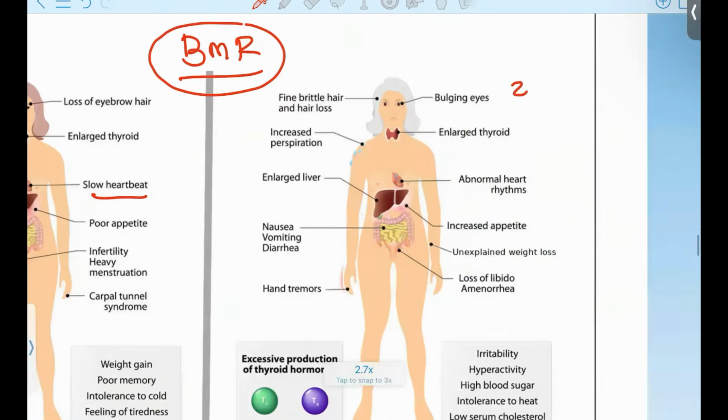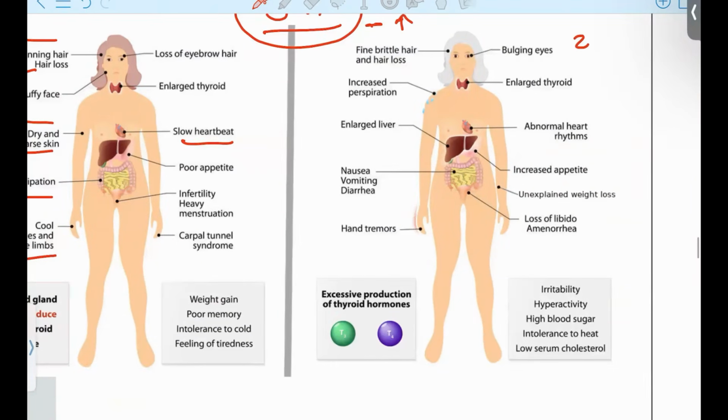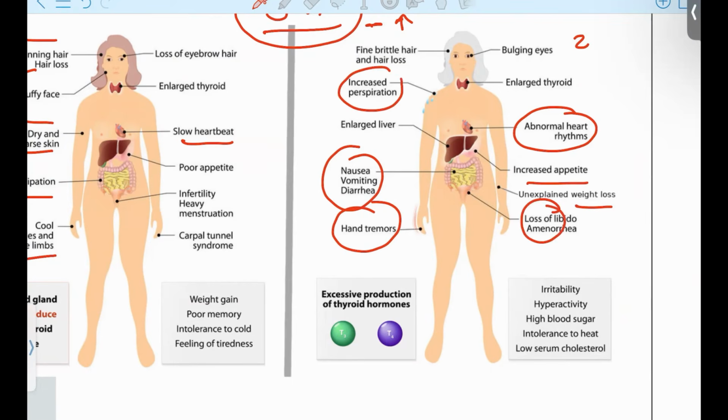And next, coming to hyperthyroidism, the basal metabolic rate is high. The patient has diarrhea, tremors, tachycardia, increased appetite, abnormal weight loss, libido, and increased sweating. All this will be seen in this patient. This is how different patients will present in hyperthyroidism and hypothyroidism.